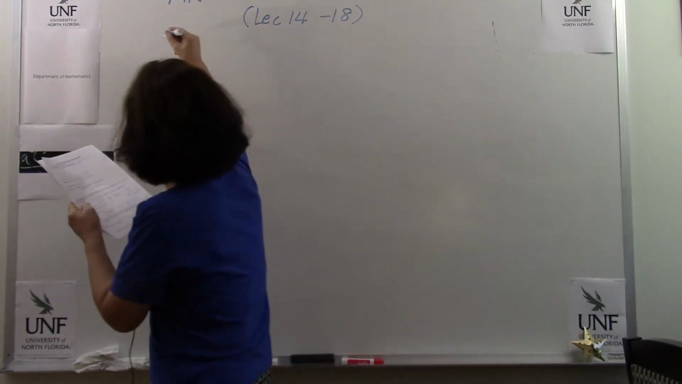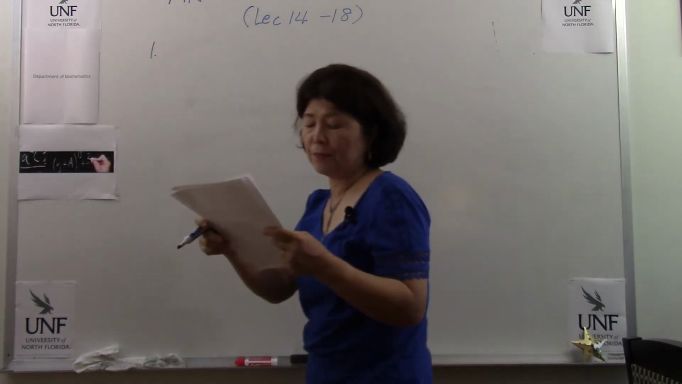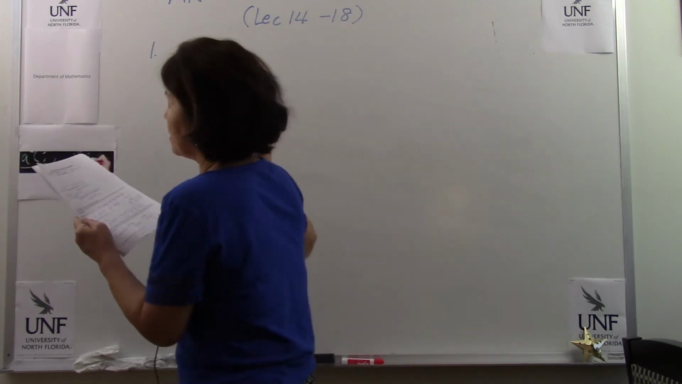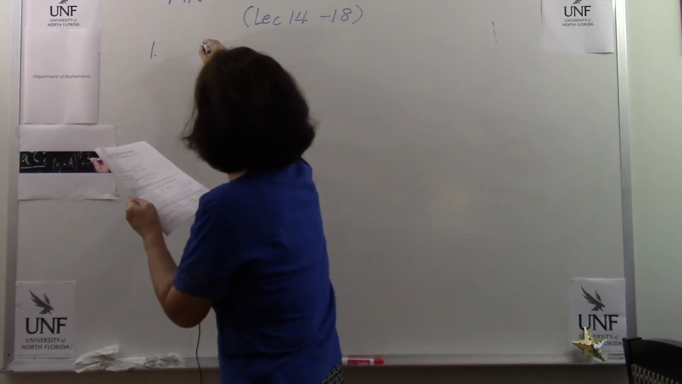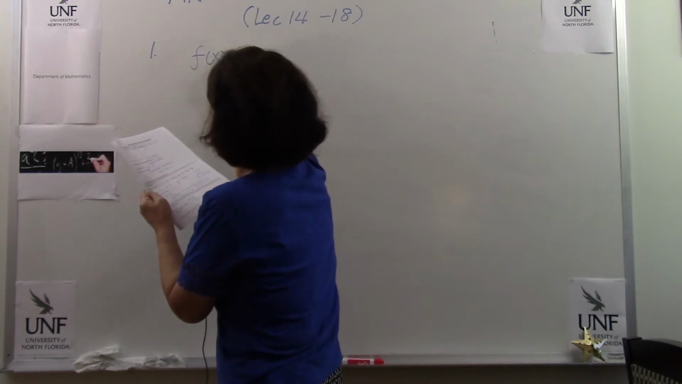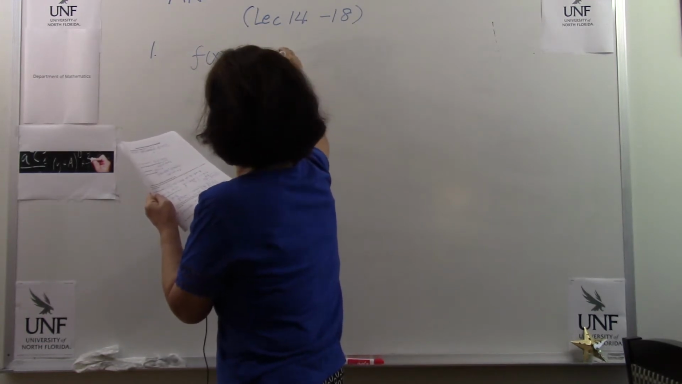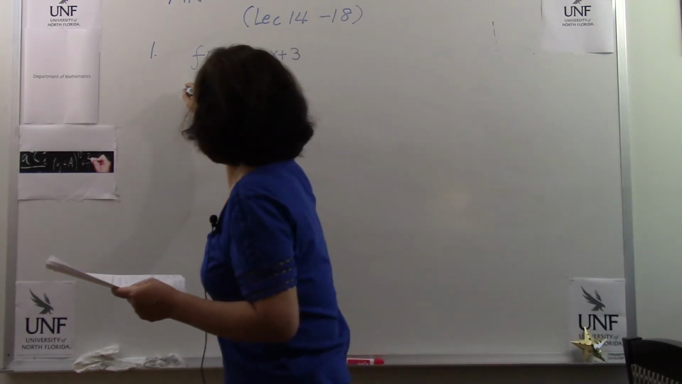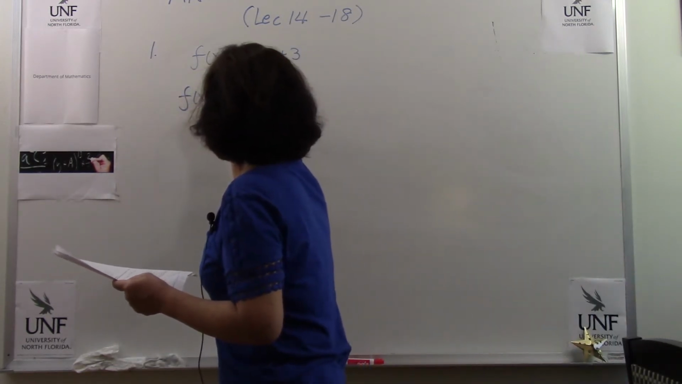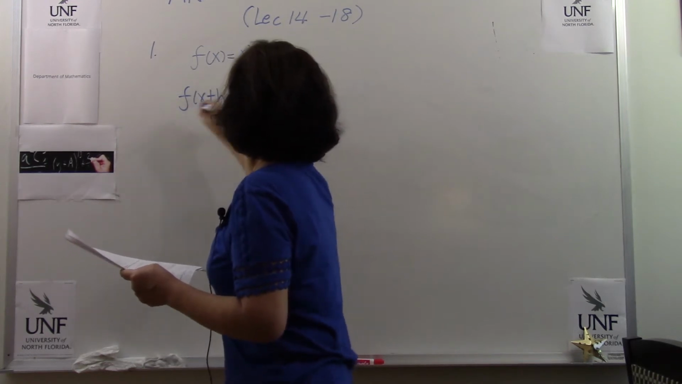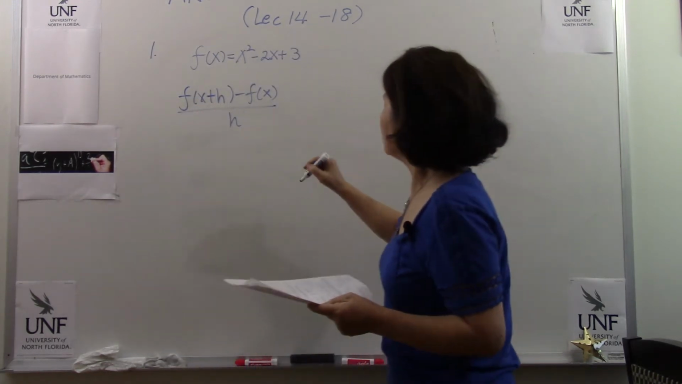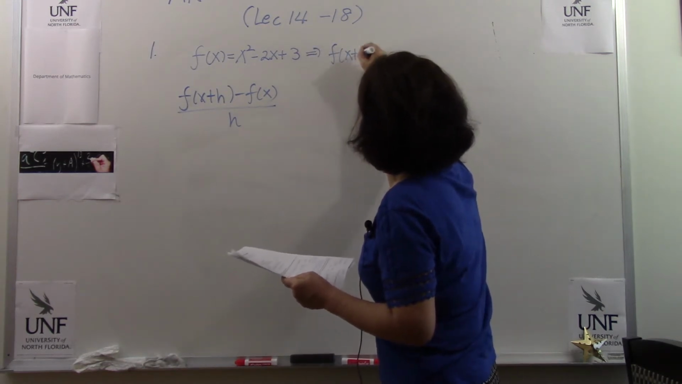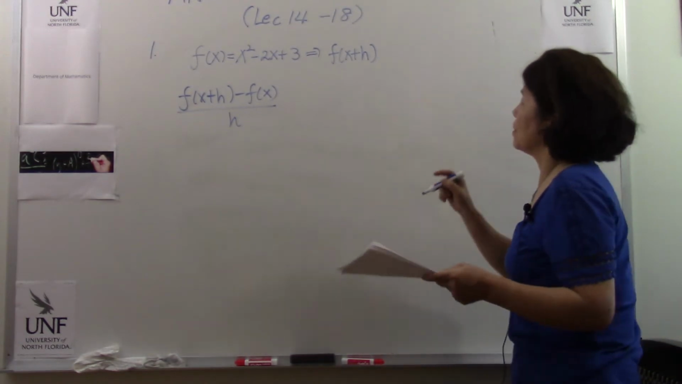Number 1, yes, I picked the most important problem. Compute the difference quotient of f of x equals x squared minus 2x plus 3. The difference quotient means f of x plus h minus f of x, over h. So I'm going to go for f of x plus h first. I'm going to compute that.